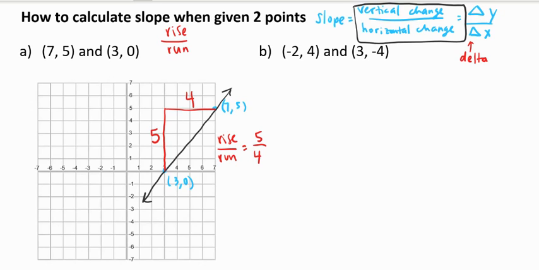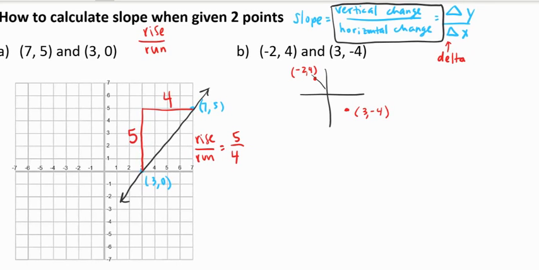So one way is to just graph the points. Another way, so on B, they didn't give me a graph this time. So what I'm going to do is just sketch my own little picture and just estimate, because you don't always have a nice graph printed out. Okay, so (-2, 4), the x is -2, so somewhere around here. I'm just estimating. And then (3, -4) is somewhere around here. Okay, and again, this is not exact. I'm just estimating where they go. So this is my line.